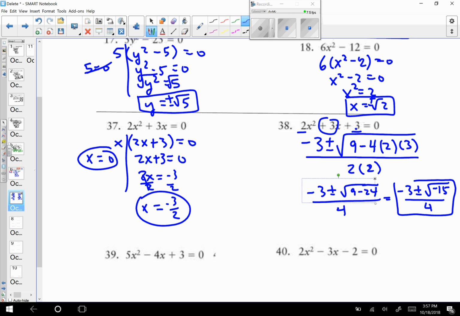I don't think he showed you the complex number thing. Like, I don't think he showed you the i thing, but just in case, that's the same thing as -3 plus or minus i radical 15 all over 4. I highly doubt that he actually showed that to you, but I'd be shocked if he did.